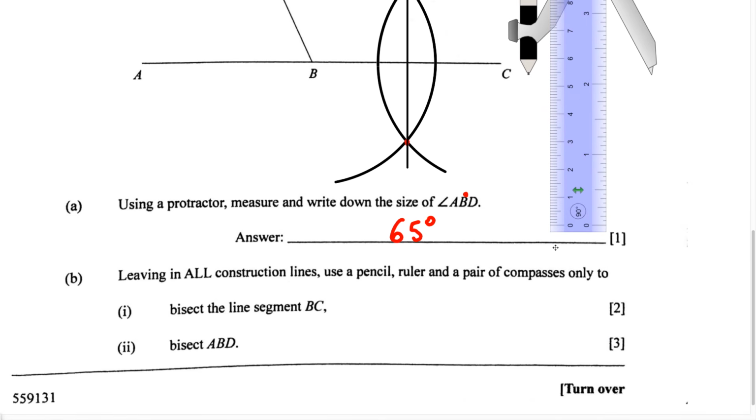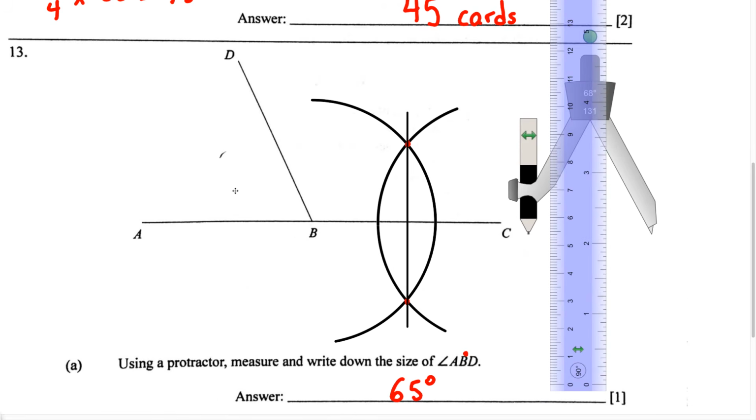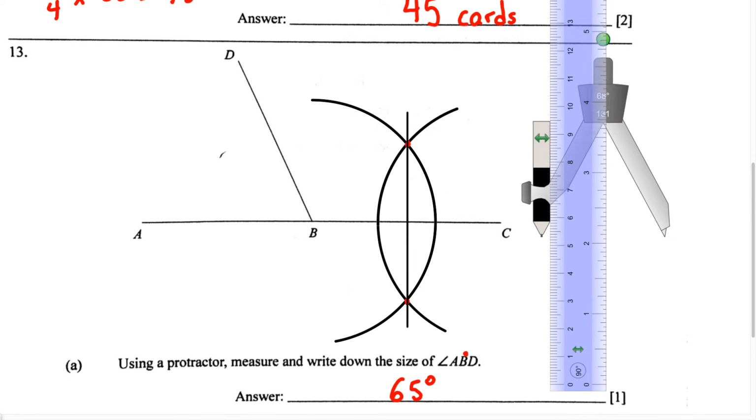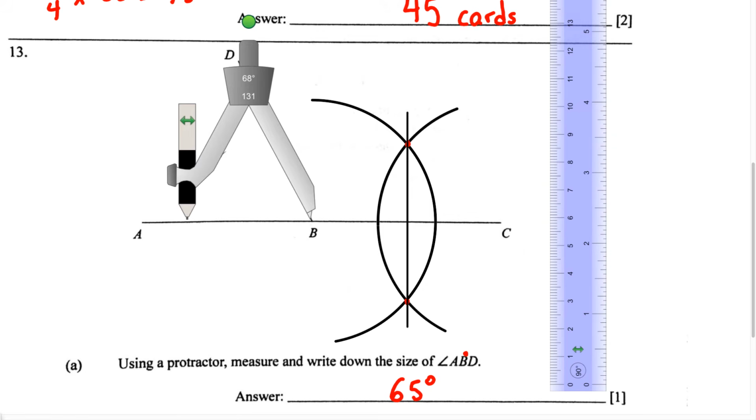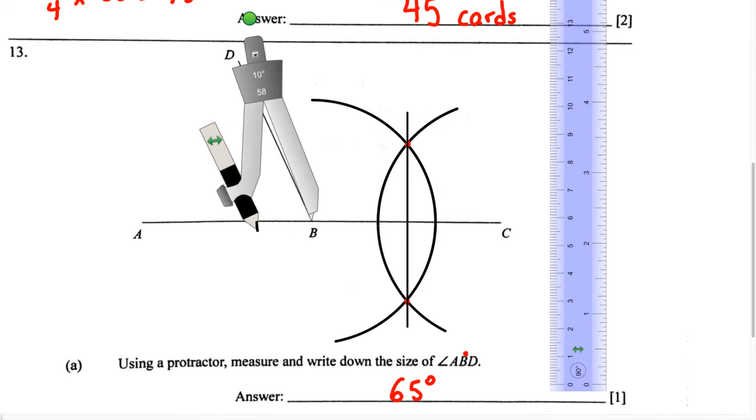Now the second part says, bisect ABD. So let's find ABD. ABD is right here, and they want us to bisect this angle right here. So what we're going to do is we're going to grab our compass. We're going to put it on point B, and we're just going to open it to a certain length, and we're just going to draw an arc that crosses line AB and line BD.